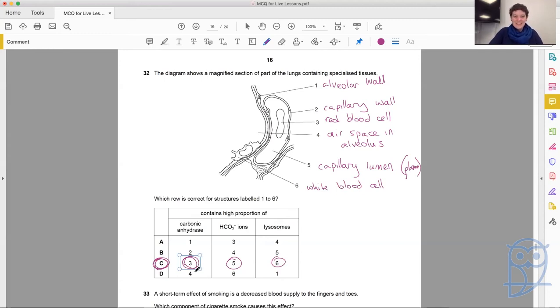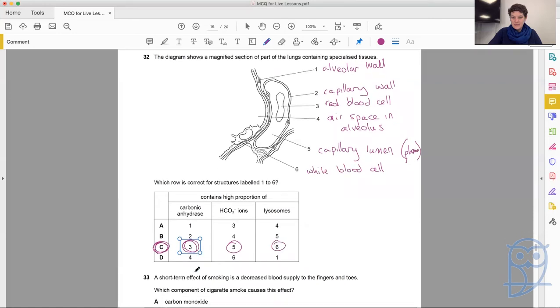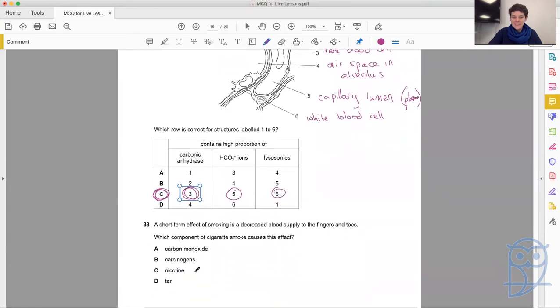Give you a moment. Is everything else correct in this question? Okay, hopefully all is good.